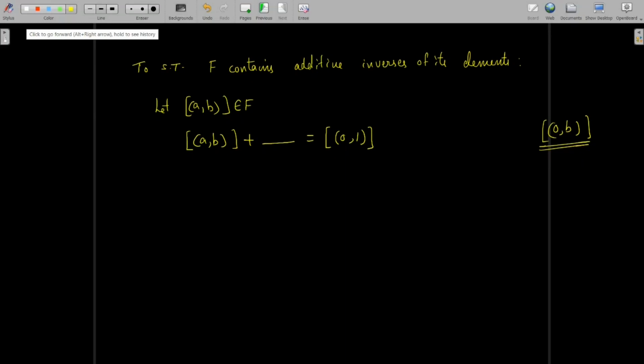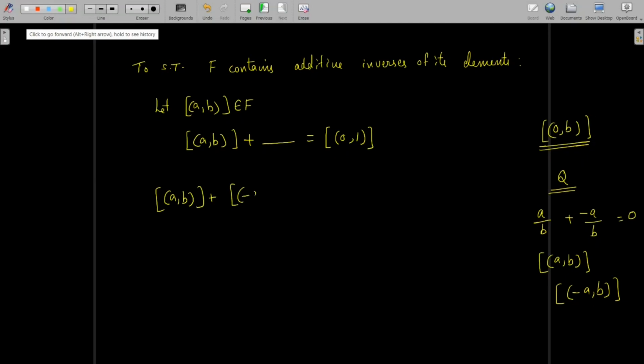To find that inverse, we will again consider our example of the set of all rational numbers. We will take a rational number a by b, where b is not equal to 0. And what will be the additive inverse of a by b? It is actually minus a by b, because a by b plus minus a by b results in 0, which is the additive identity in Q. So naturally, the additive inverse of the equivalence class of (a,b) may be the equivalence class of (-a,b). Let's check what happens if we add the equivalence class of (a,b) with the equivalence class of (-a,b).